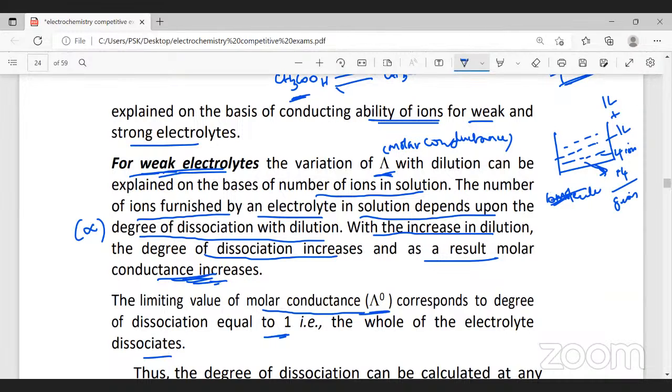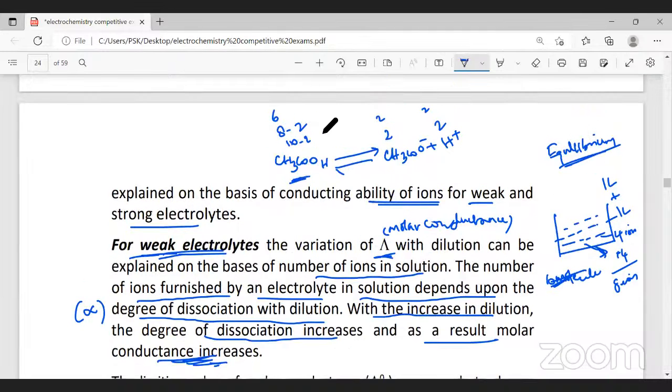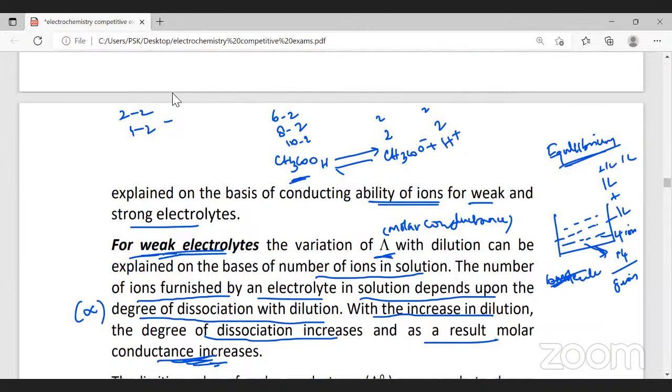Now, just observe. When I add water to make 2 liters, 8 minus 2, how much is left? 6 is left. If I add 1 more liter, from 6, 2 more dissociate. Add another liter, from 4, another 2 dissociate. Add 1 more liter of solvent. What happens? All the electrolyte will dissociate, yes or no? Yes, sir.